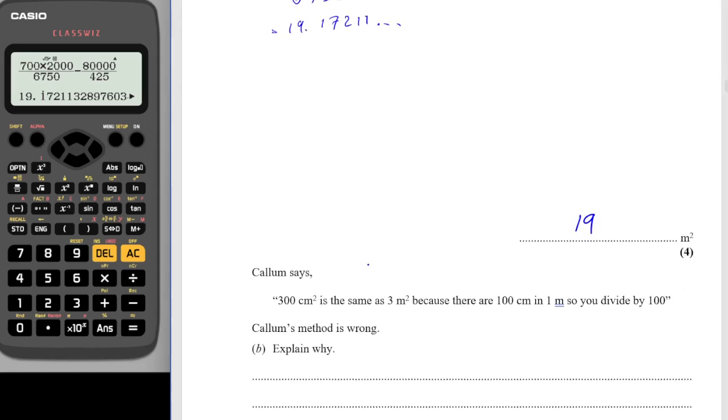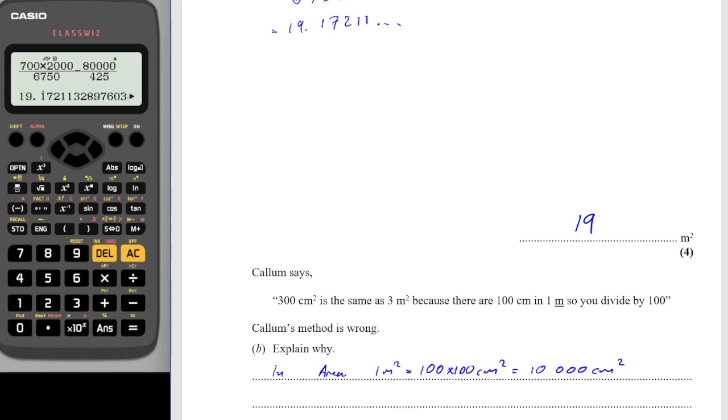Callum says 300 centimeters squared is the same as 1 meter squared because there are 100 centimeters in 1 meter. So you divide by 100. Callum's method is wrong. Explain why. In area, 1 meter squared is equal to 100 times by 100 centimeters squared, which is 10,000 centimeters squared.